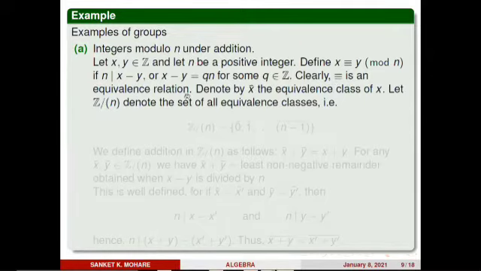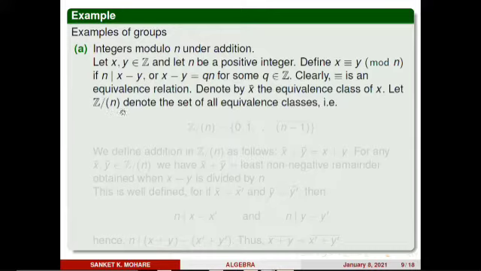What is meant by an equivalence relation? If it satisfies three properties: the first is reflexivity, the second is symmetry, and the third is transitivity. If these three properties are satisfied by the relation, then we say the relation is an equivalence relation. So this congruence, x congruent to y modulo n, is an equivalence relation. Here we denote x bar, or conjugate of x, as the equivalence class of x.